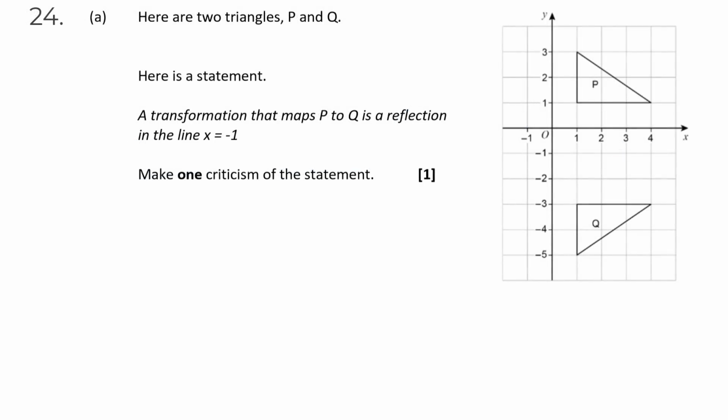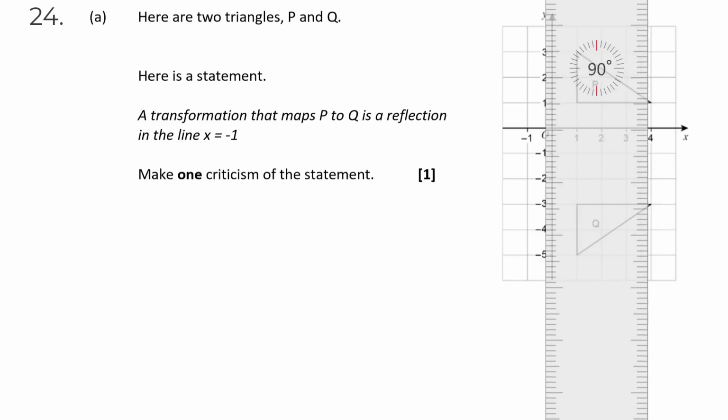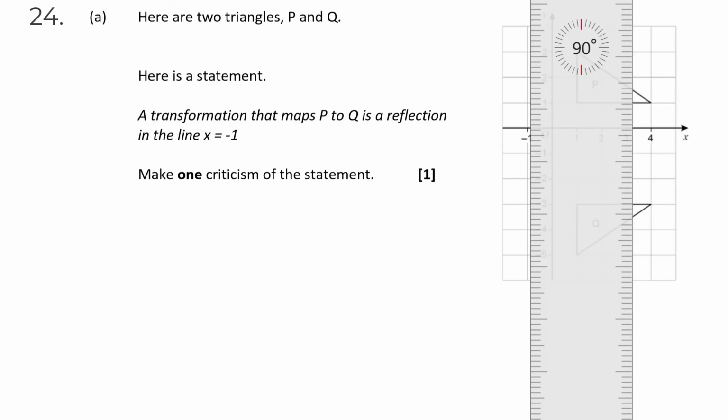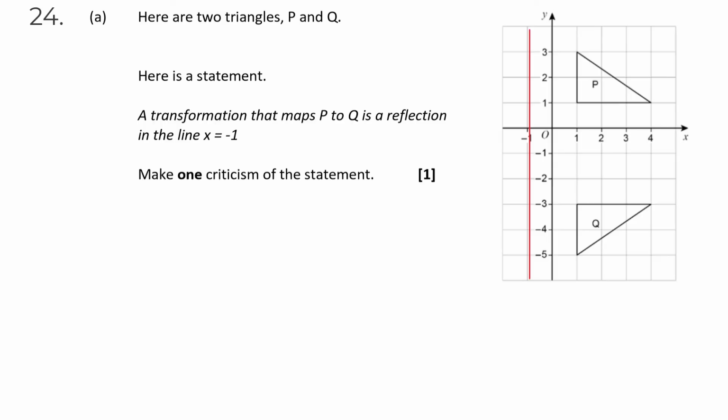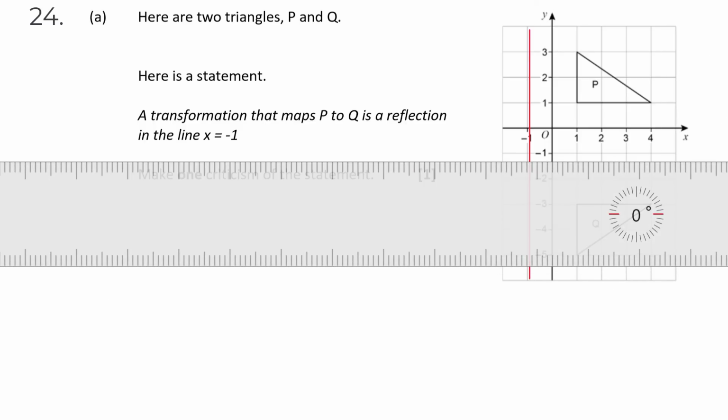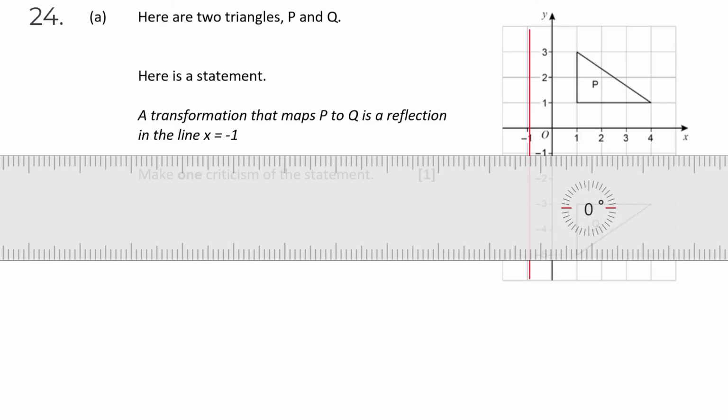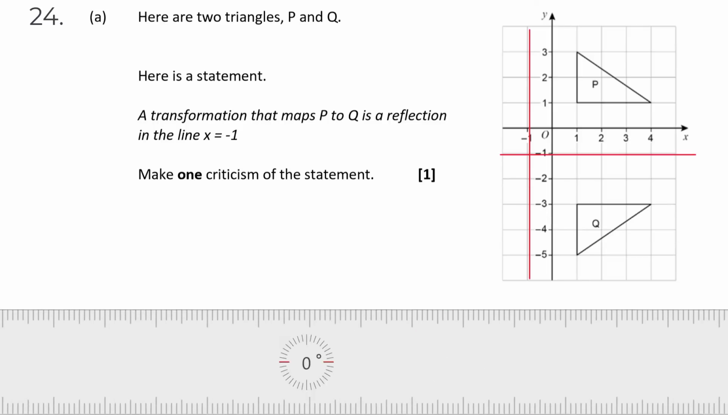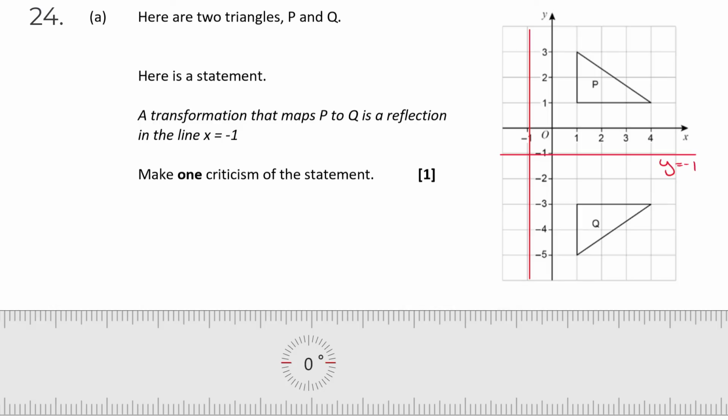That's my advice. Here are two triangles, P and Q, and here is a statement. A transformation that maps P to Q is a reflection in the line x is equal to -1. Make one criticism of the statement. Well, the line x equals -1. What line is that then? It's this line here. x is equal to -1 is the vertical line passing through the point x is -1. Now that is not the mirror line between these two. It's not a line of symmetry between P and Q, is it? Actually, the mirror line is going to be this line, isn't it? Now this is the line, not x is equal to -1. It's actually the line y is equal to -1.